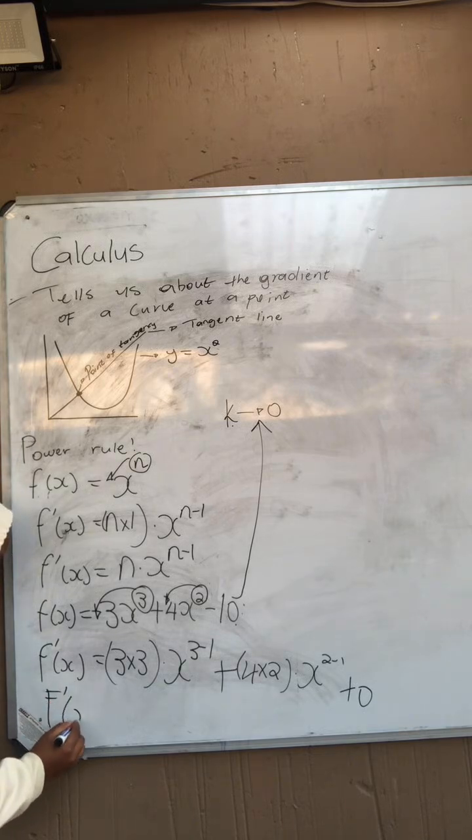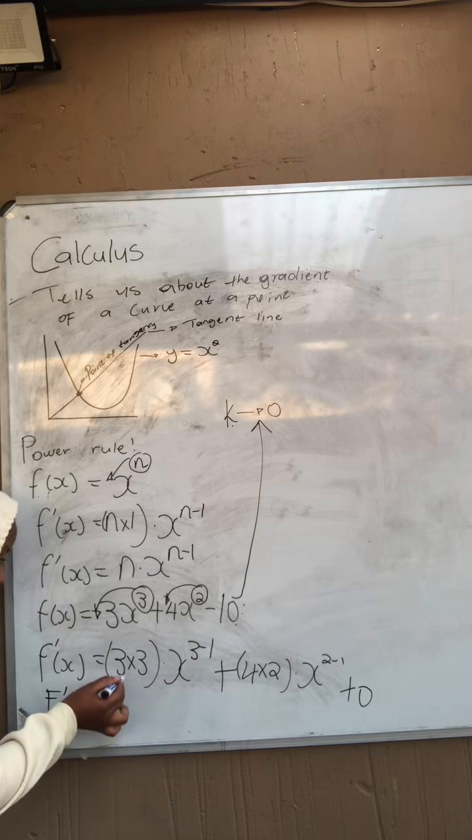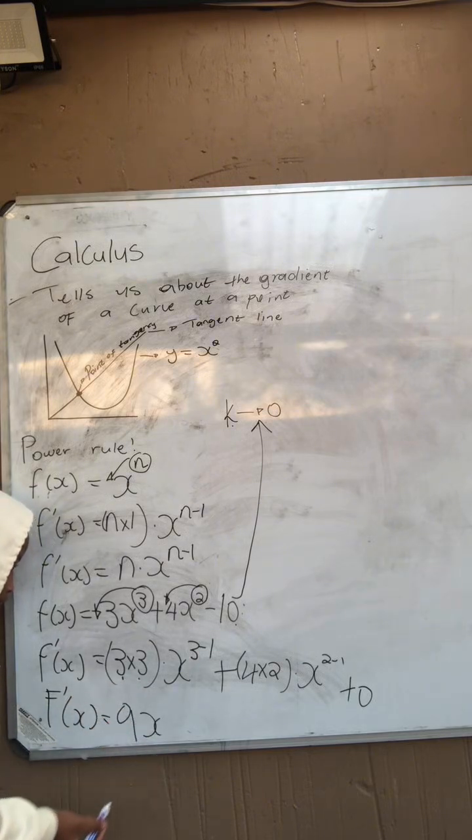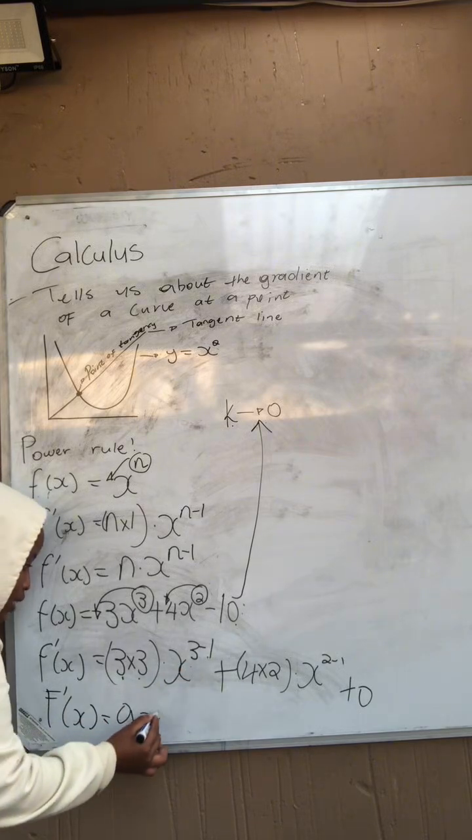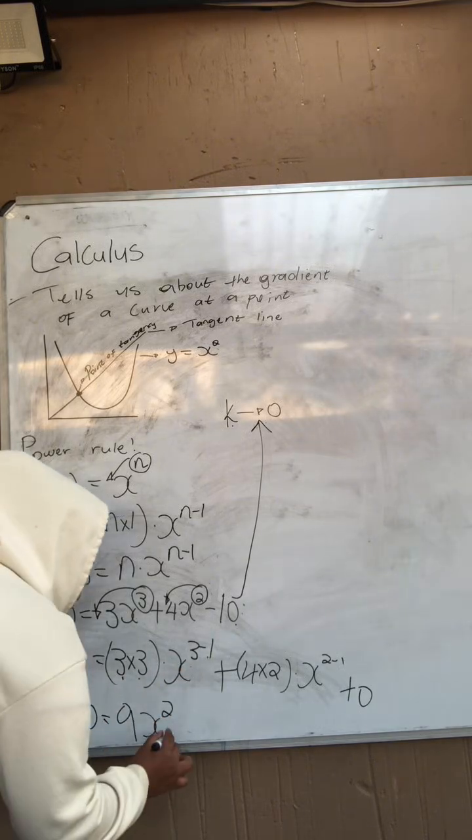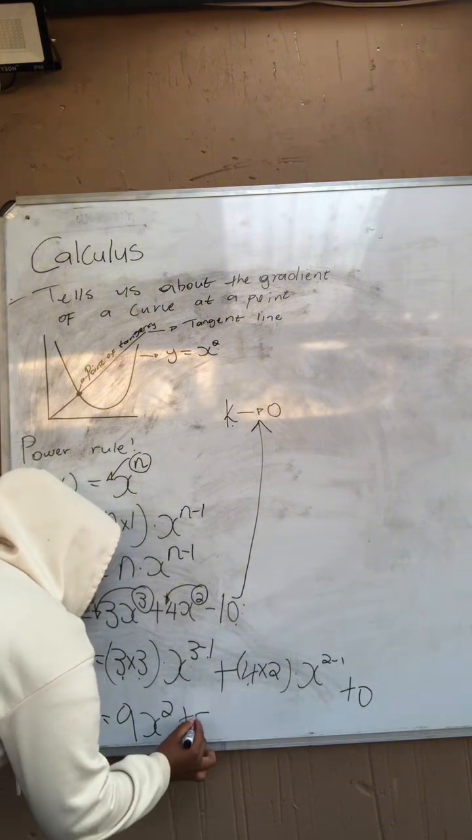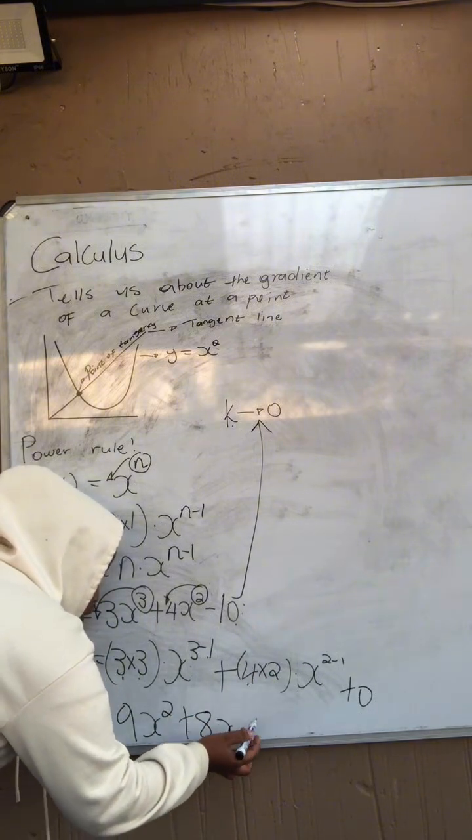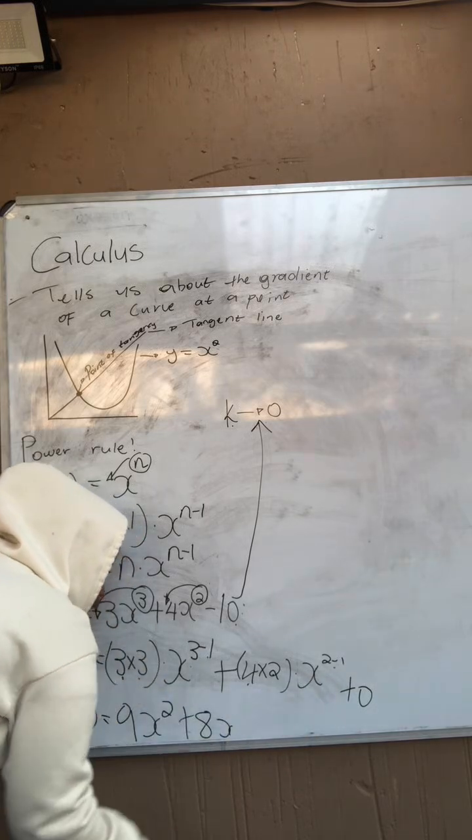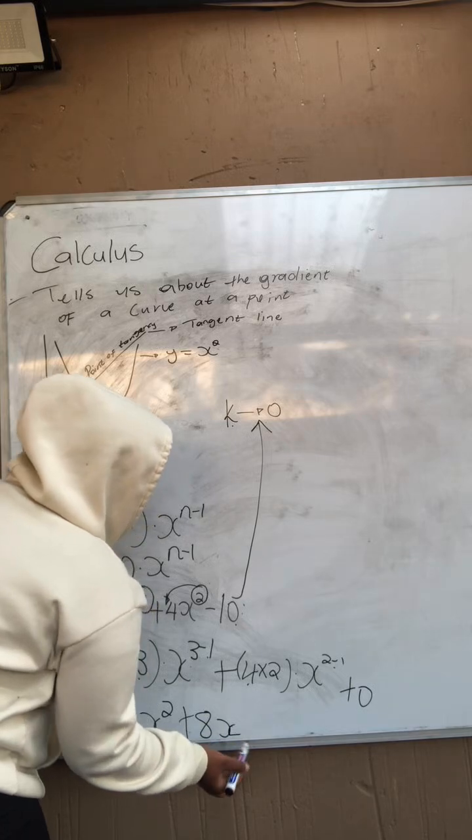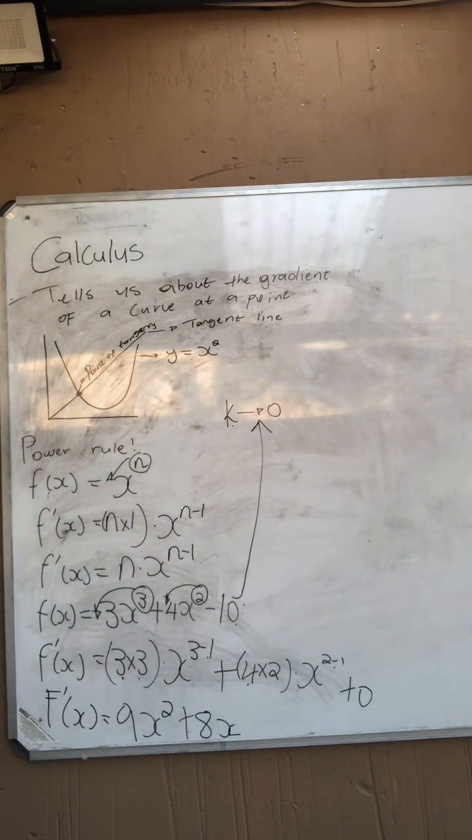Then f prime of x is equal to 3 multiplied by 3, which is 9, x to the index 3 minus 1, which is 2, plus 4 multiplied by 2, which is 8, and then 2 minus 1 is 1. It's up to you whether you write the 1 or just write x only. It doesn't matter, it's one and the same thing.